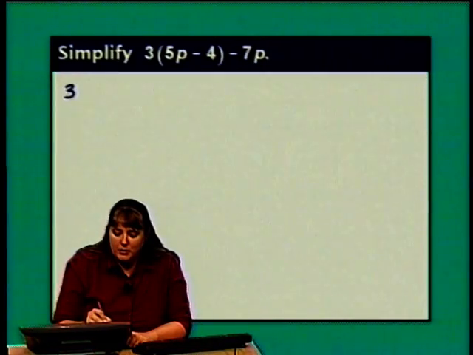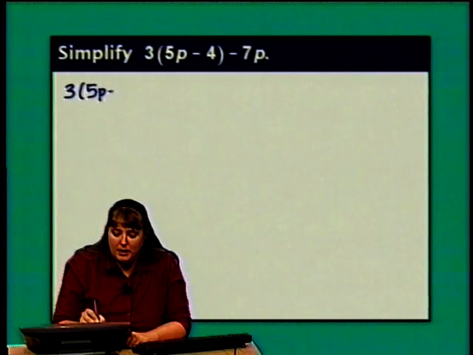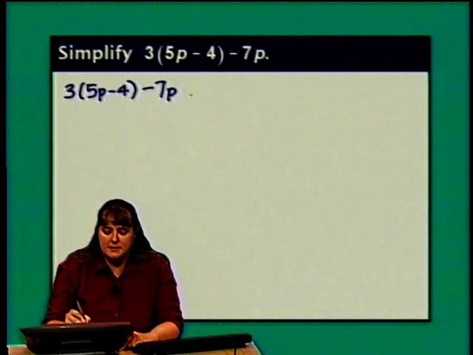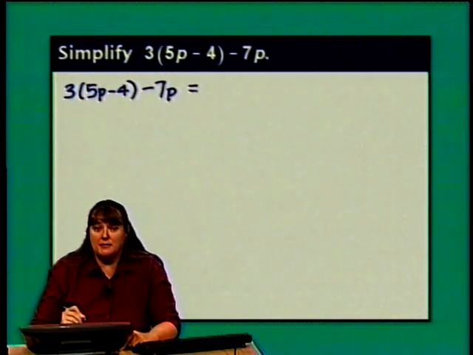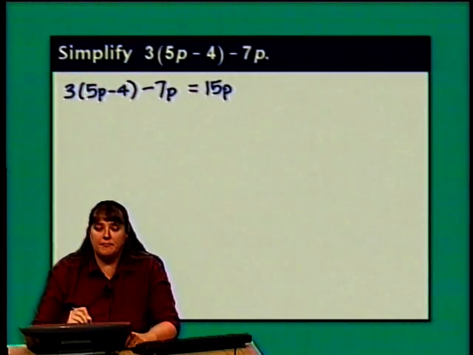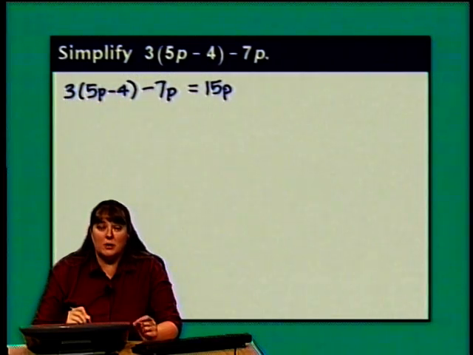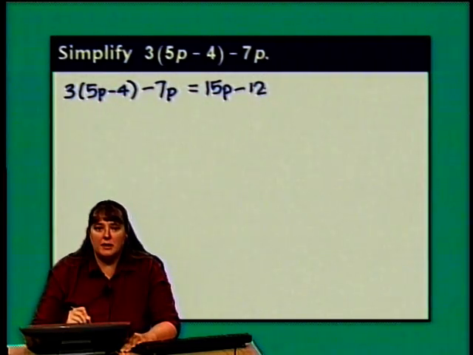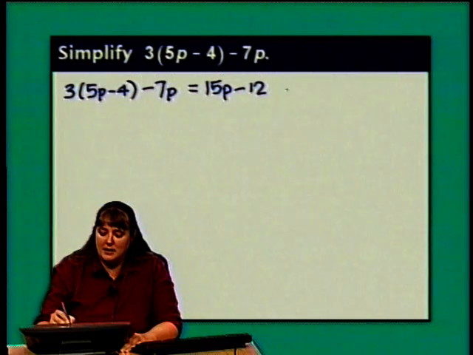Let's try simplifying 3 times the quantity 5p minus 4 minus 7p. I need to start by distributing the 3 through the parentheses. I'm going to do some multiplication in my head here. I know I need to multiply 3 times 5p, so I'll multiply the 3 and 5 together. That gives me 15. So my first term is 15p. Then I know I need to subtract what I get when I multiply 3 and 4 together. 3 times 4 is 12. So my next term is minus 12. And then I have this minus 7p at the end.